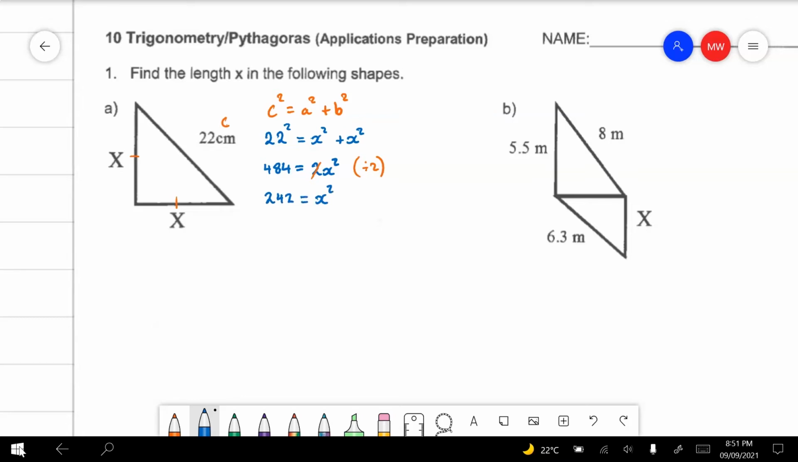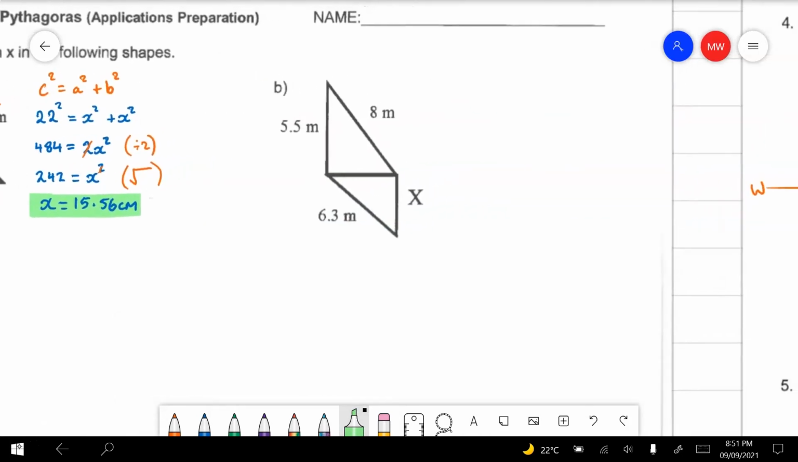Now I want to get rid of that little squared. So the opposite to squared is to square root. So I'll square root both sides, and I'll find that x is 15.56 centimeters. Not forgetting your units, because this is a measurement question.